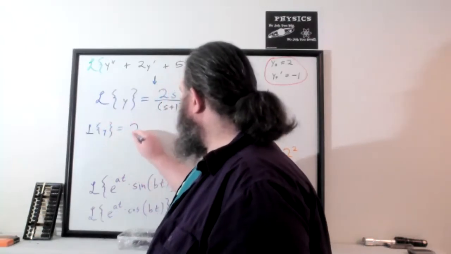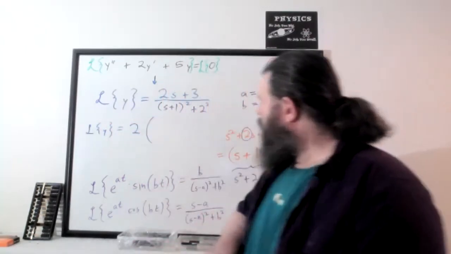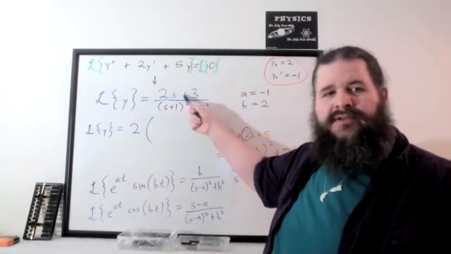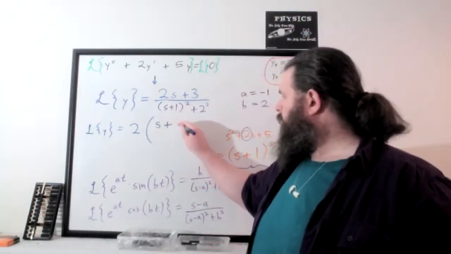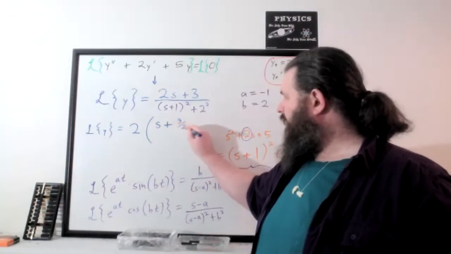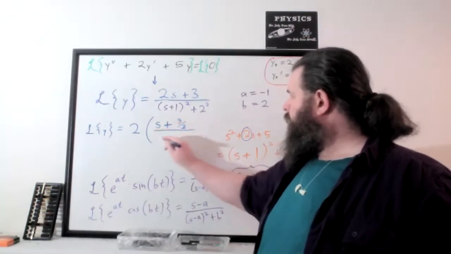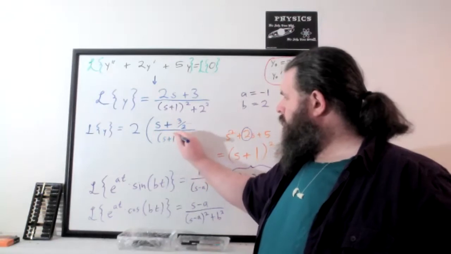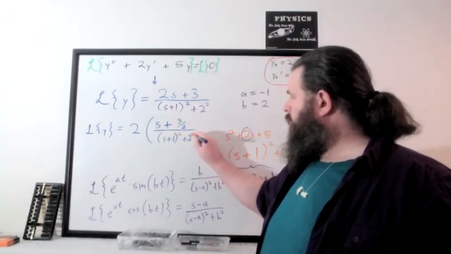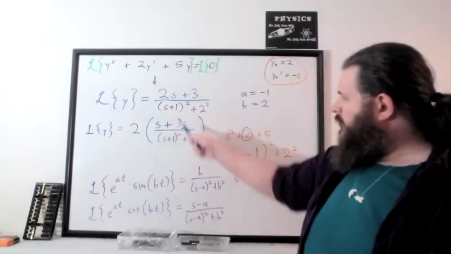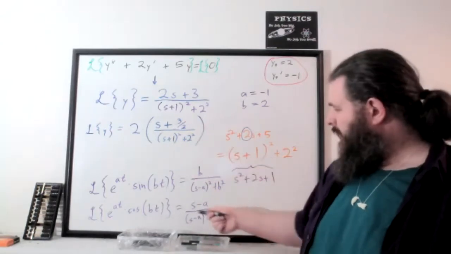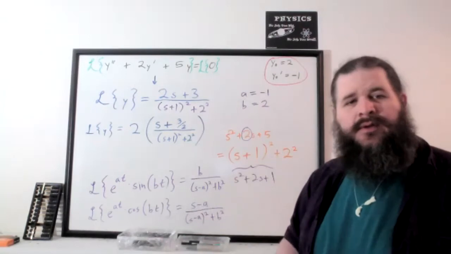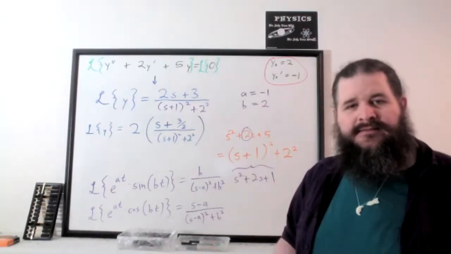If we factor out that 2, then we're left with s plus 1.5. Or let's just write that as 3/2. But that doesn't quite match. What do we want the numerator to be?